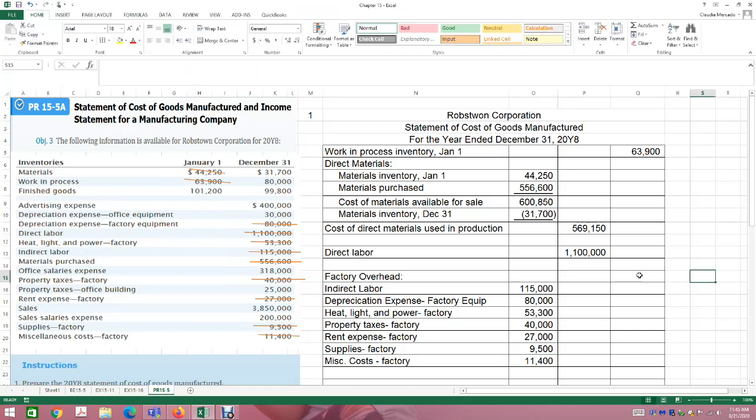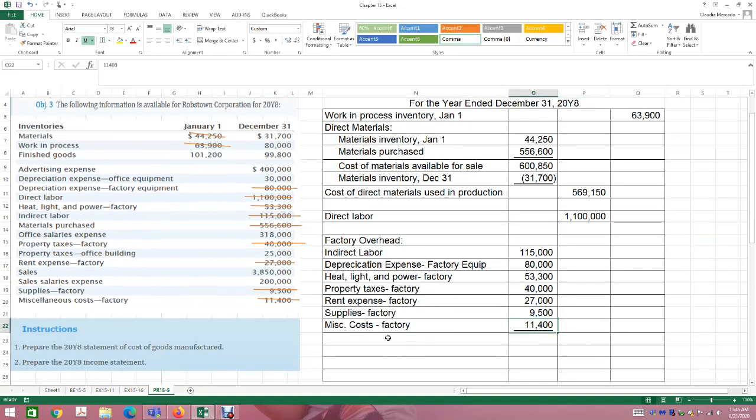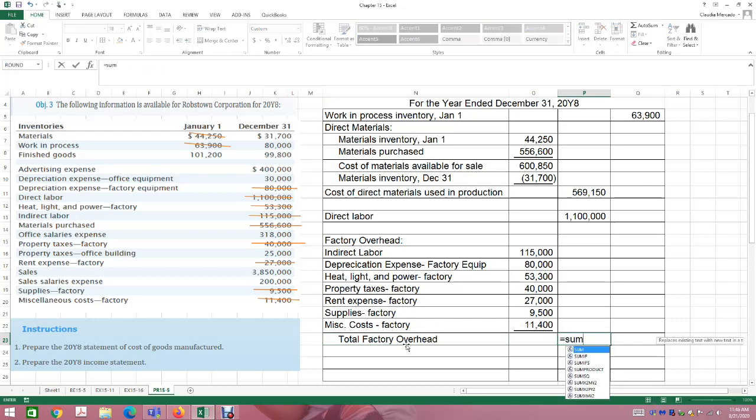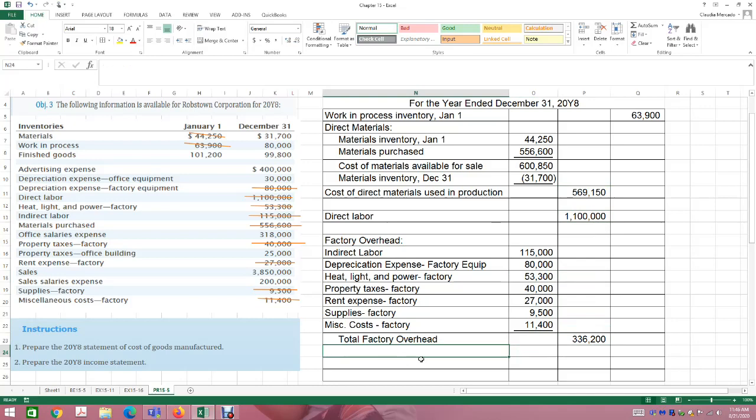Okay, so I've already scratched them off, and I am going to go ahead and get my total factory overhead. So what I'm going to do is I'm going to add those together. I'm going to add all those numbers together. I'm just adding them all up, and that gives me $336,200. Okay, so now I have my total for my materials, I've got my total for my labor, and I've got my total for my overhead. Okay, so now I can calculate my total manufacturing costs.